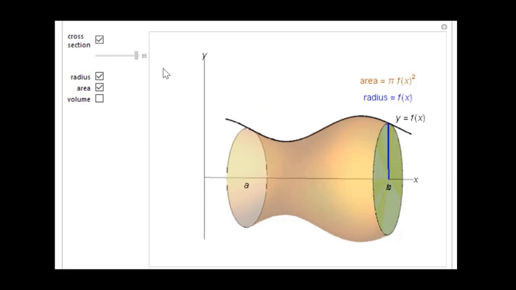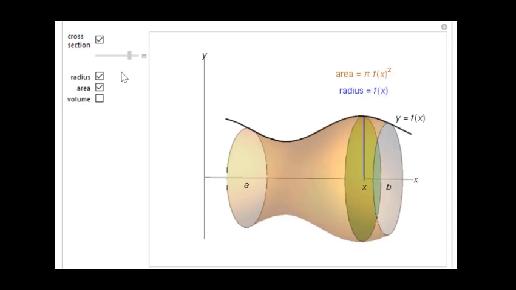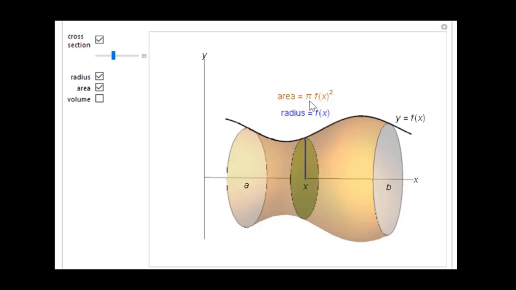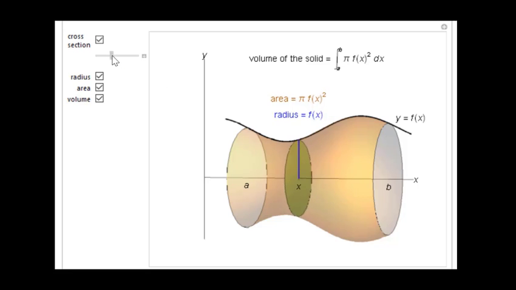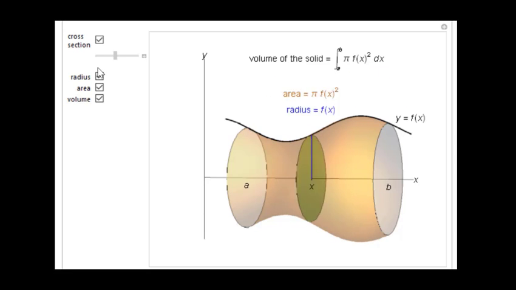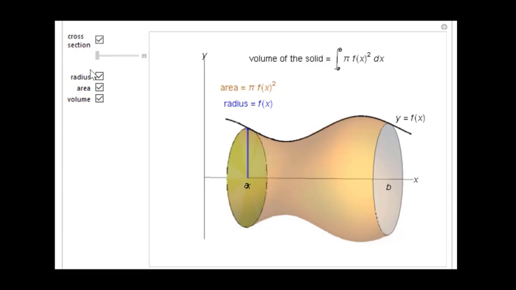So therefore, the area of each one of these cross sections, each one of our slices, is pi times the radius squared, the radius being f of x, so it's pi times the function, squared. And that will give us the volume of this. We'll take the integral. The integral will take the area of an infinite number of slices, or the volume of the infinite number of slices, add them all up, and that gives the volume of this.